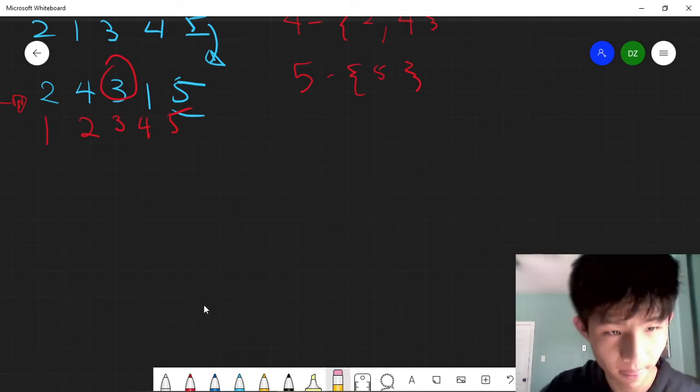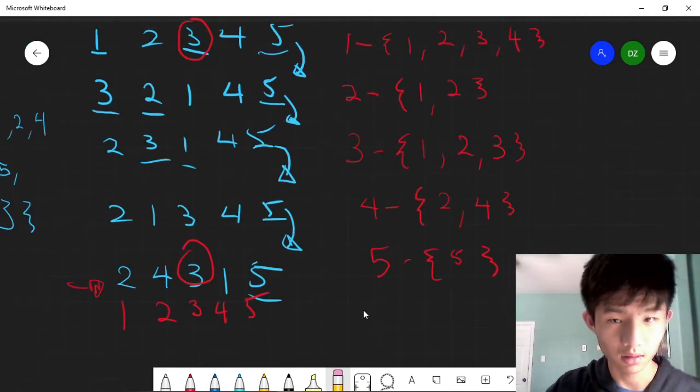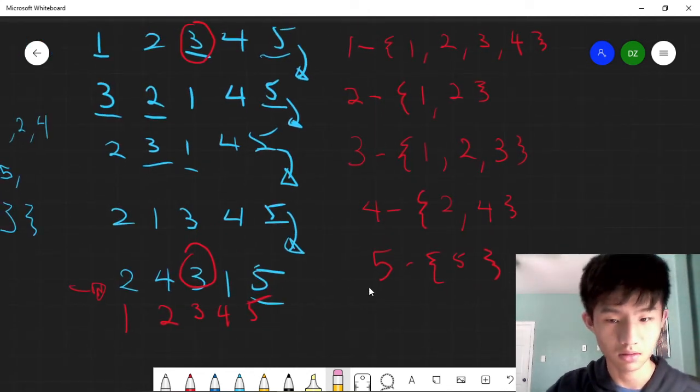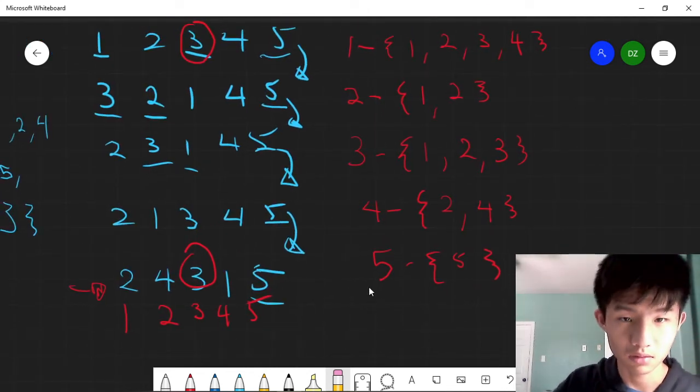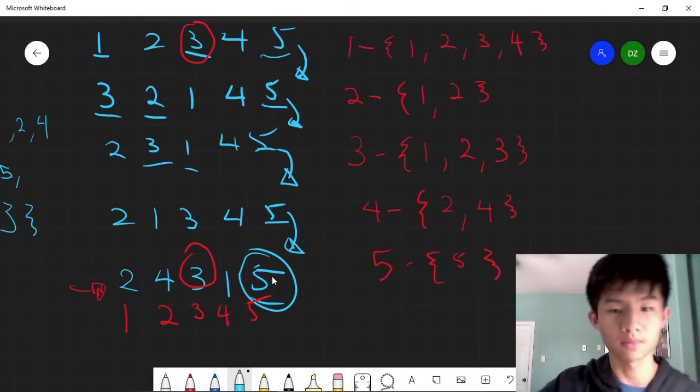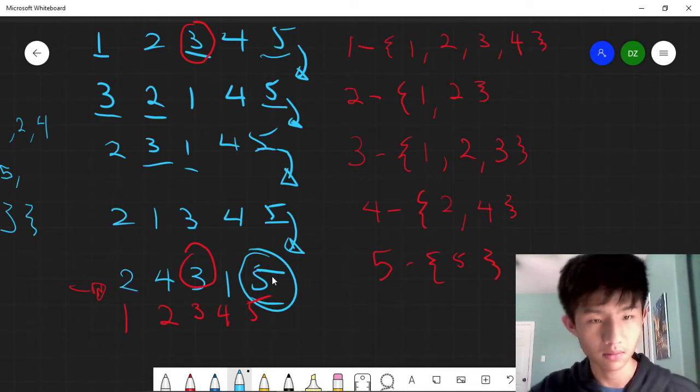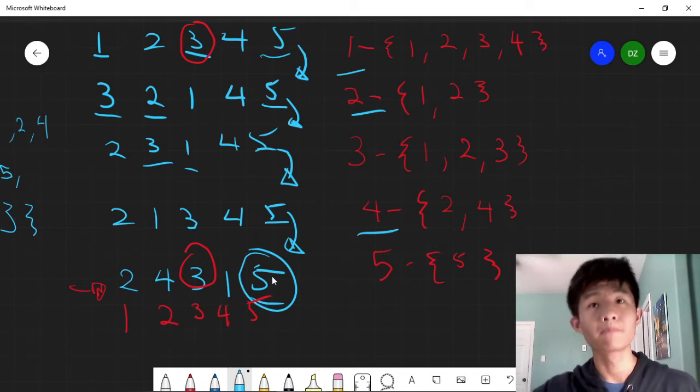So 3, we know that it would stay the same after k iterations. 5 will also stay the same because it also lands on the same position, but it's kind of easy because it never really moves. But okay, so now the question is, what about 1, 2, and 4, right?